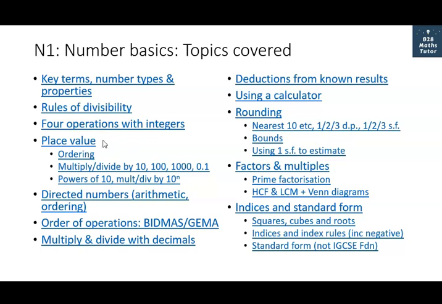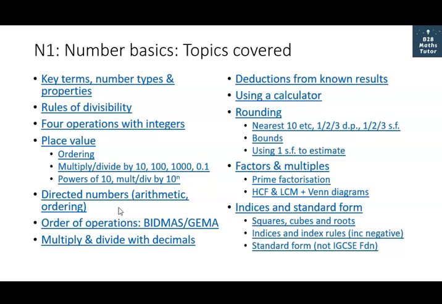Then we look at place value, sorting numbers into order, multiplying and dividing by 10, 100, 1,000, and also 0.1 and 0.01, and what effect that has on the place values. And then doing the same thing, but with powers of 10. So we're multiplying and dividing by 10 squared, 10 to the power 3, 10 to the power -1, and so on.